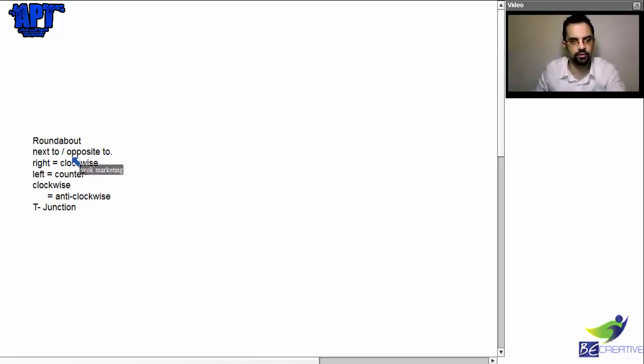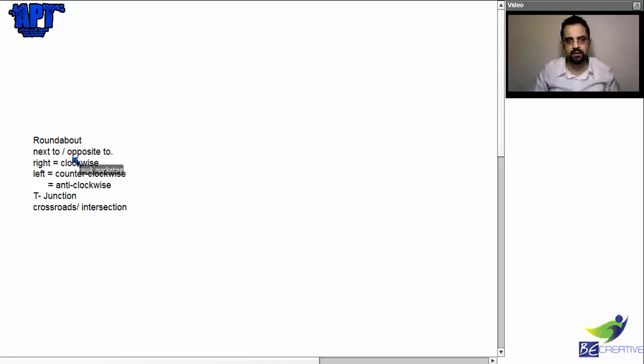This is a crossroads. Cross. Maybe it can also be called intersection. It's when two things intersect, cross over each other. I'm just going to put this in the same line here. So these are crossroads or intersections.